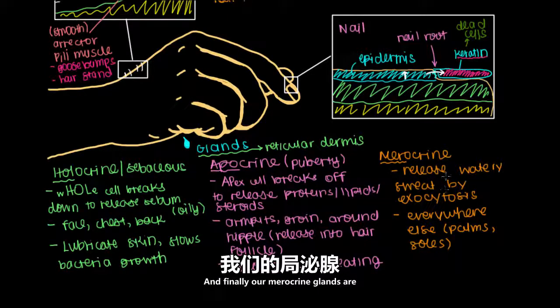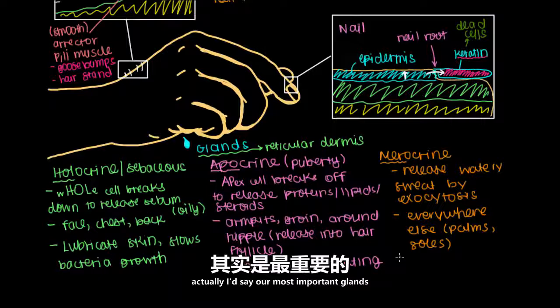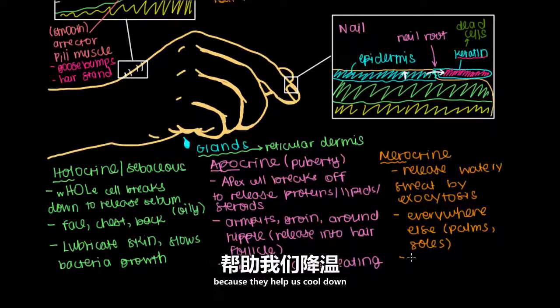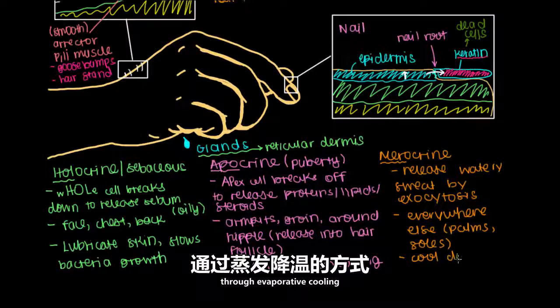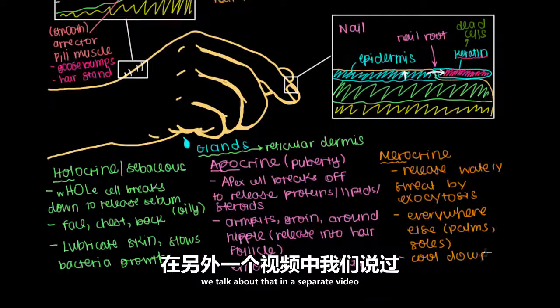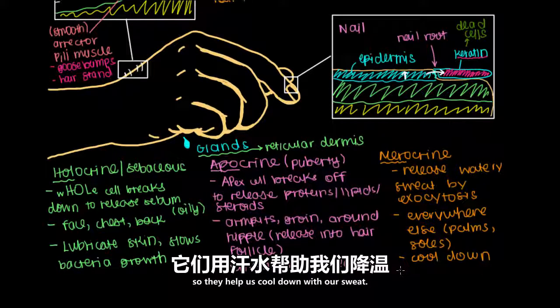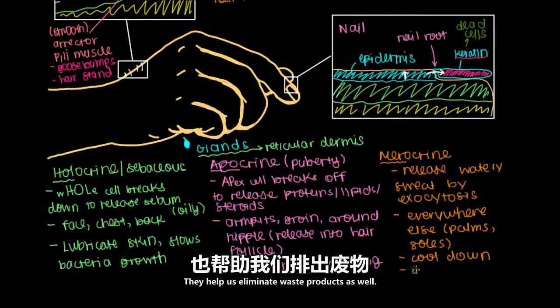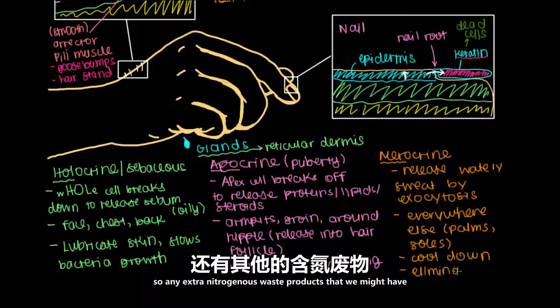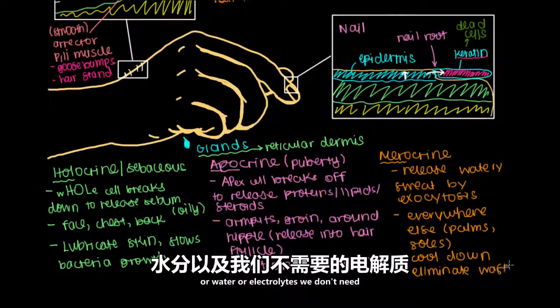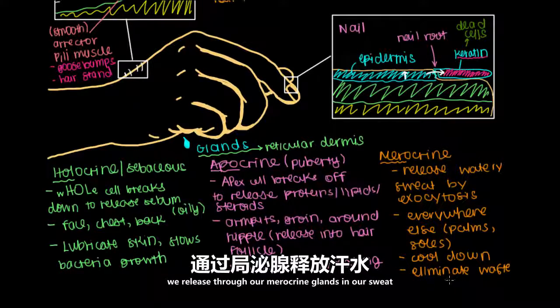And finally, our merocrine glands are actually, I'd say, our most important glands because they help us cool down through evaporative cooling. We talk about that in a separate video. So they help us cool down with our sweat. They help us eliminate waste products as well. Any extra nitrogenous waste products that we might have, or water or electrolytes we don't need, we release through our merocrine glands in our sweat.